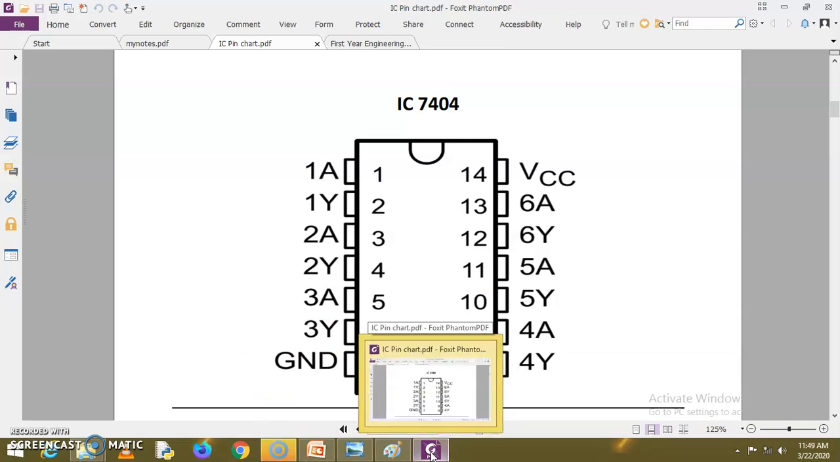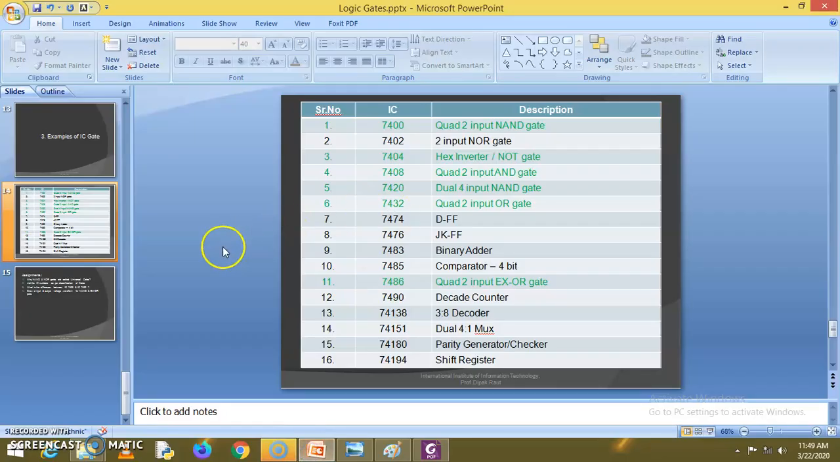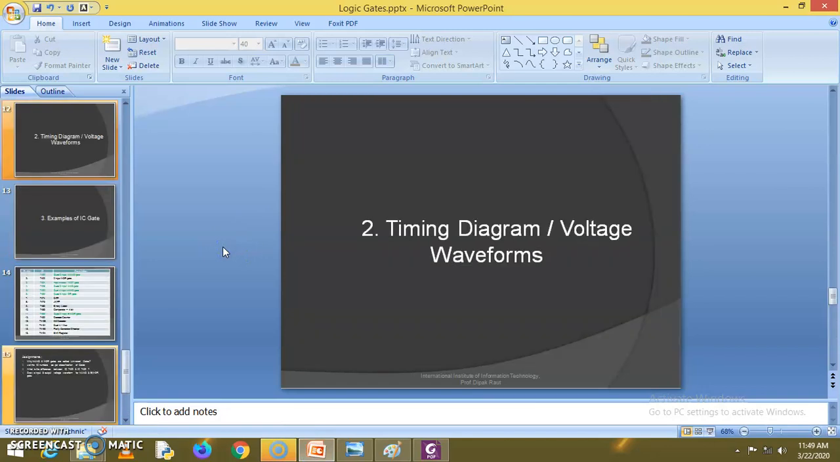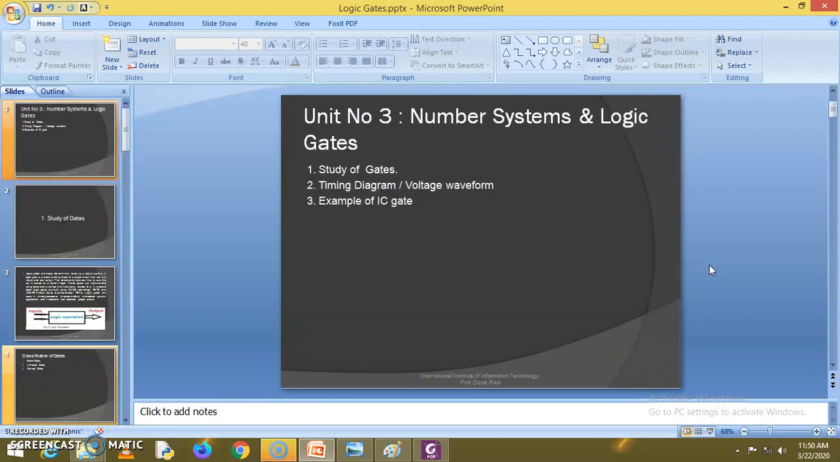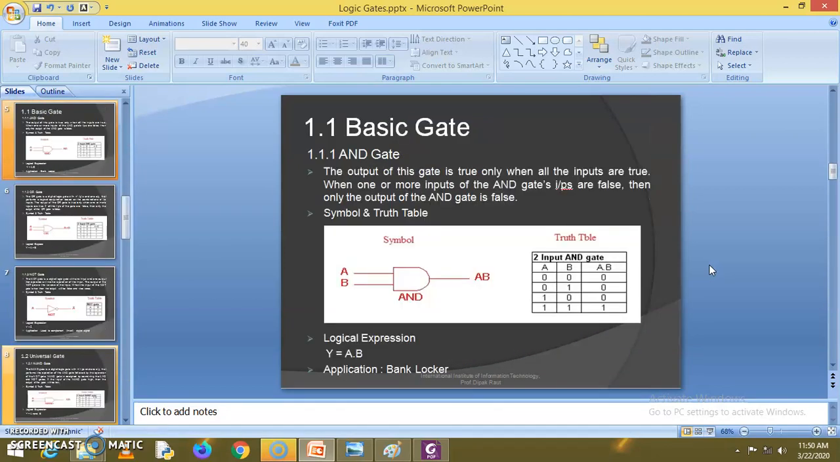Now let's see the next point, or the last point in today's lecture, which is timing diagrams, also called voltage waveforms. So let's see the first, the AND gate. We know this symbol. These are the inputs and outputs. So A and B are inputs and Y is the output, which is nothing but A dot B.